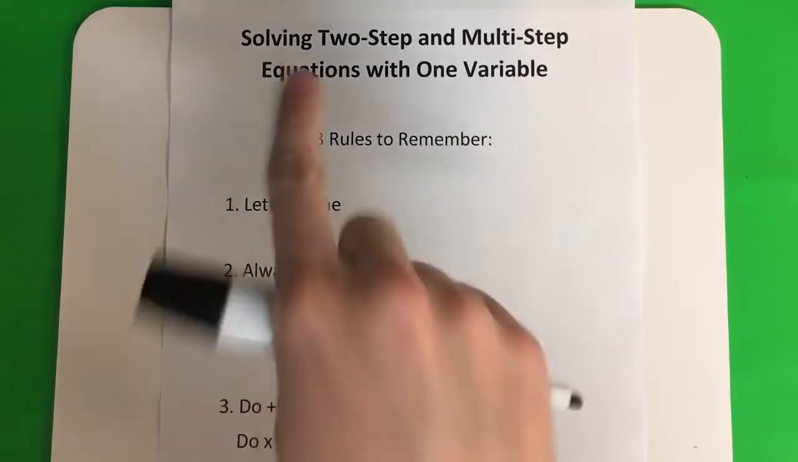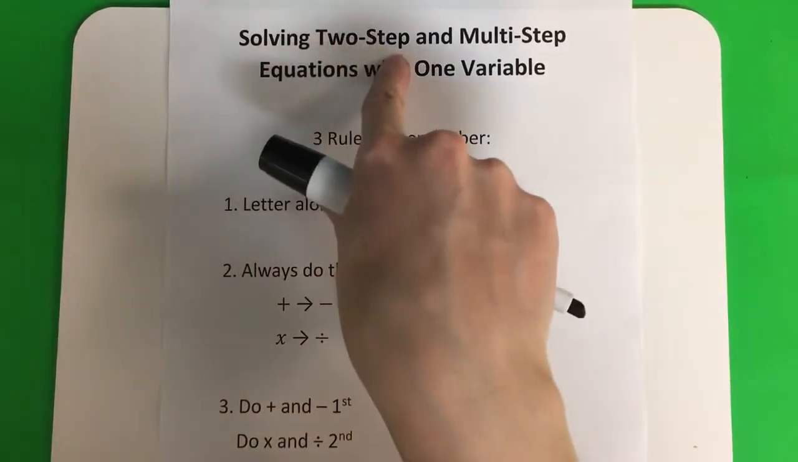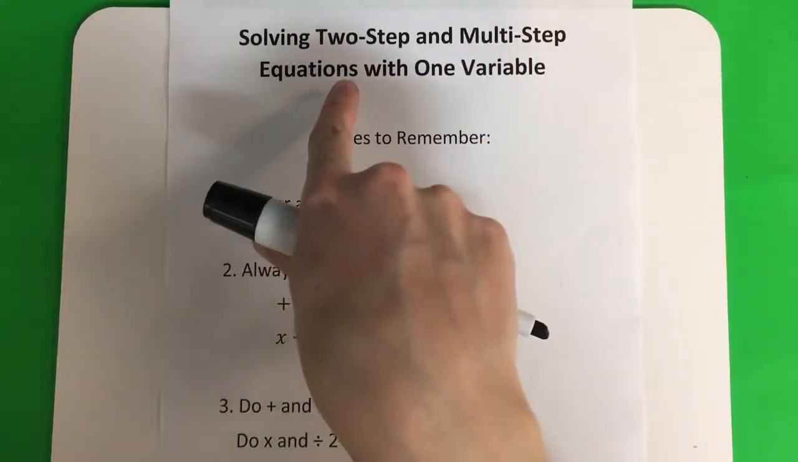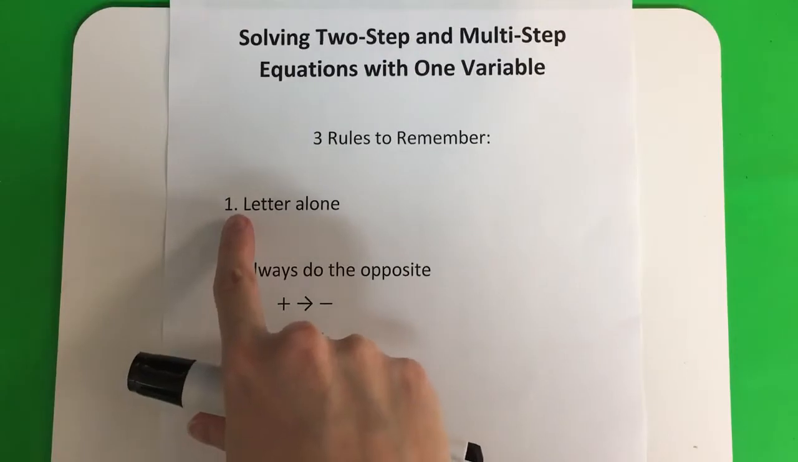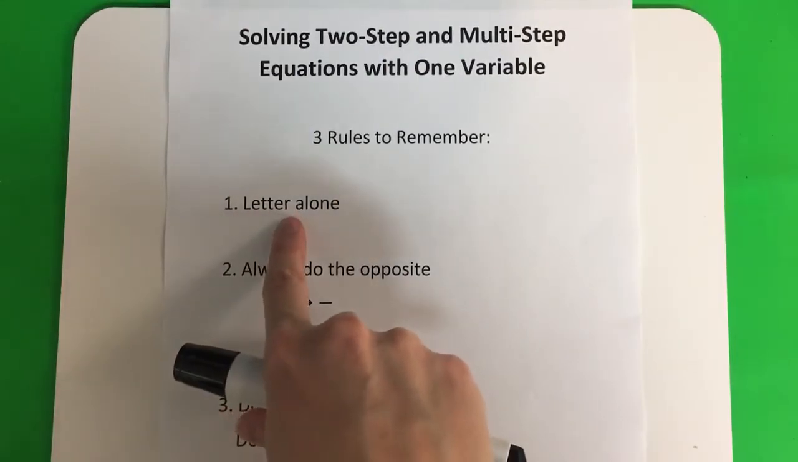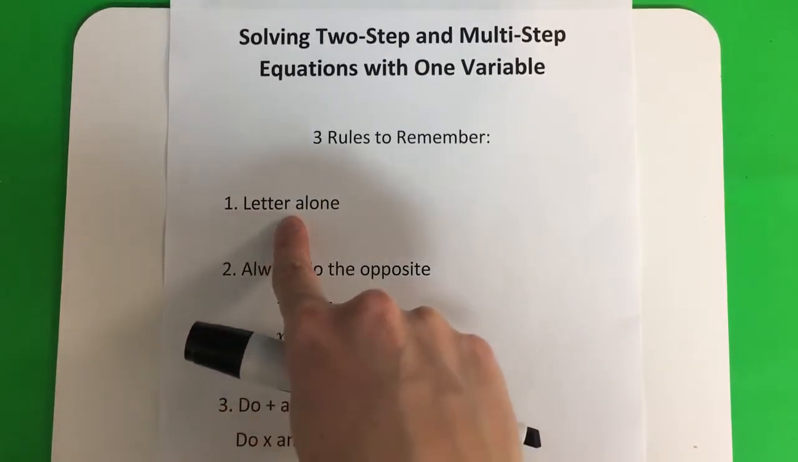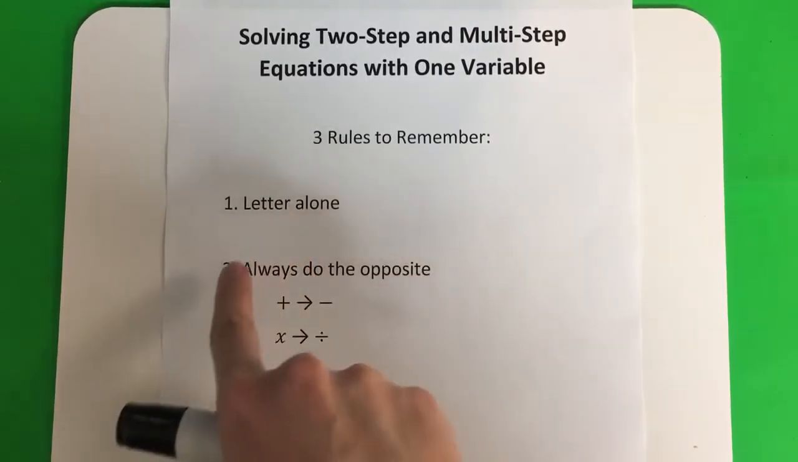Today we are going to be talking about solving two-step and multi-step equations with one variable. Before we begin, I want you to remember three rules. Number one, your goal is to have the letter alone, or to isolate the variable.